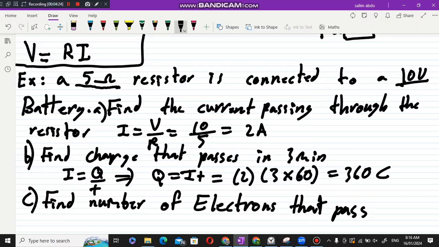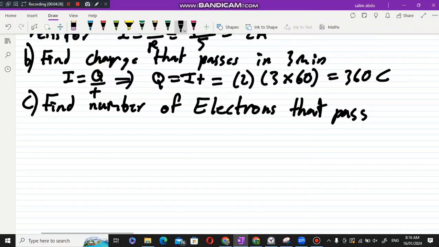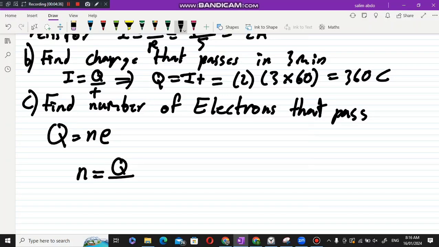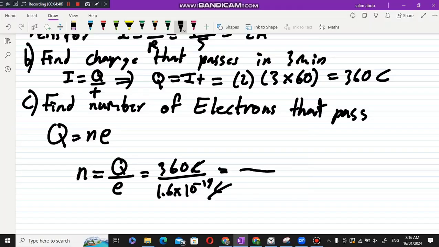Find the number of electrons that pass. We know that charge is equal to the number of electrons times the charge of 1 electron. So we can say that the number of electrons is equal to charge over charge of 1 electron. So we have here 360 coulombs divided by 1.6 times 10 to the power minus 19 coulombs. Coulombs will cancel coulombs, you'll get a number, and that would be the number of electrons passing.